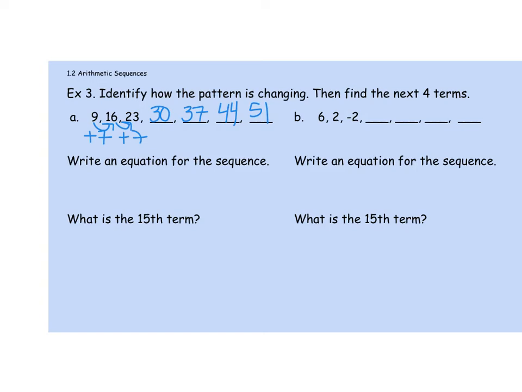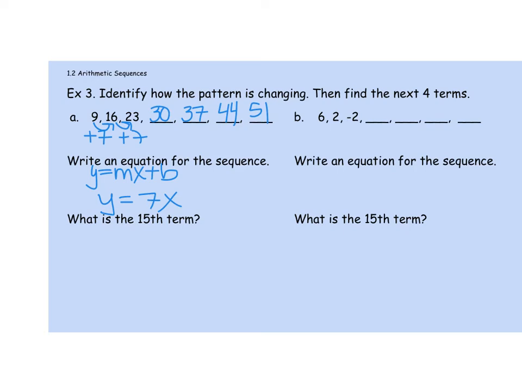Now remember that adding 7 is the slope. So when it says write an equation, I'm just going to start with this. y equals mx plus b. I know my slope is 7. Okay. So y equals 7x. But what's my b? Oh, y-intercept. Right. That's my y-intercept. Is that 9?